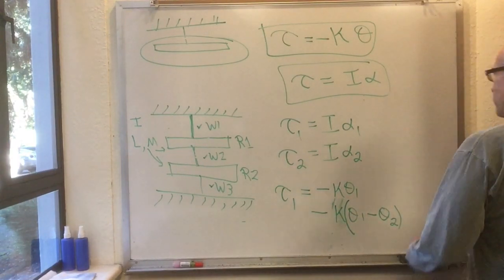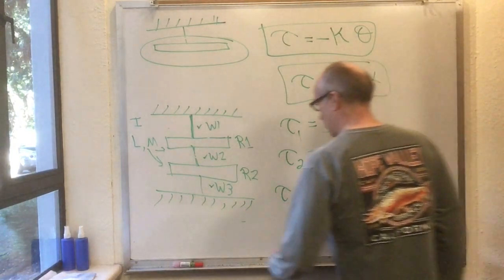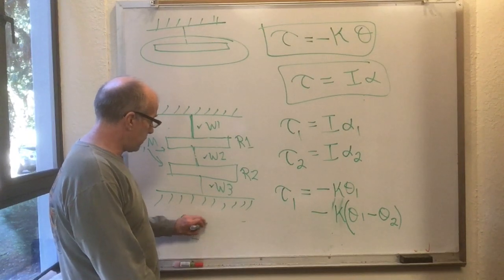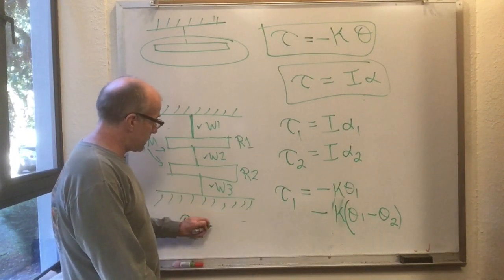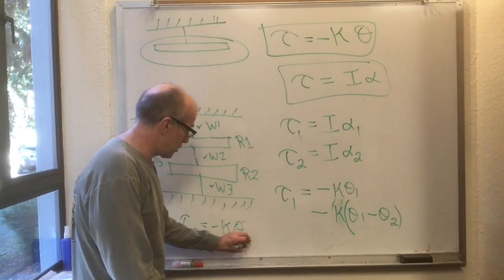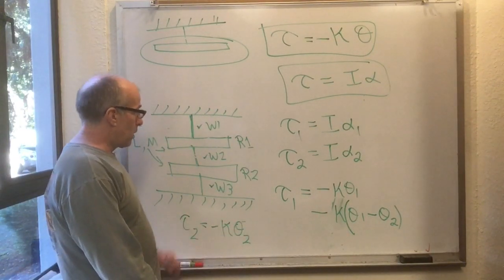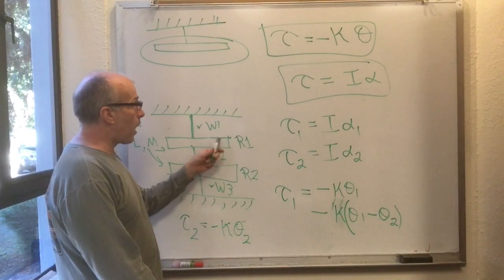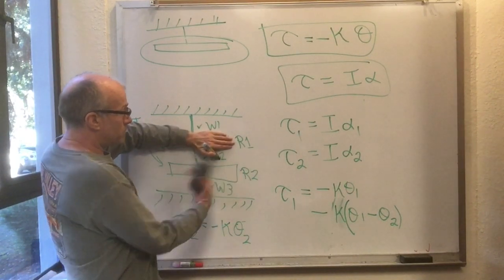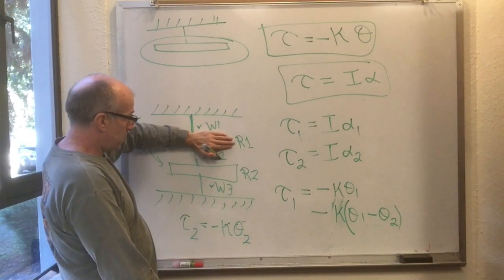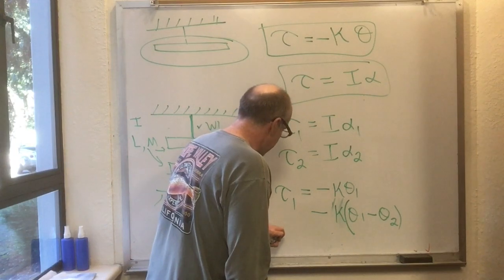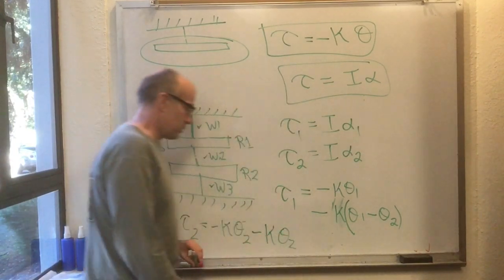What's the torque on rod 2? I'll squeeze that in down here. The torque on rod 2, well, we have this wire here. That one's definitely giving us a minus kappa theta 2. Okay, and if this rod didn't twist at all, but this one twisted by an amount theta 2, then we'd have another minus kappa theta 2.